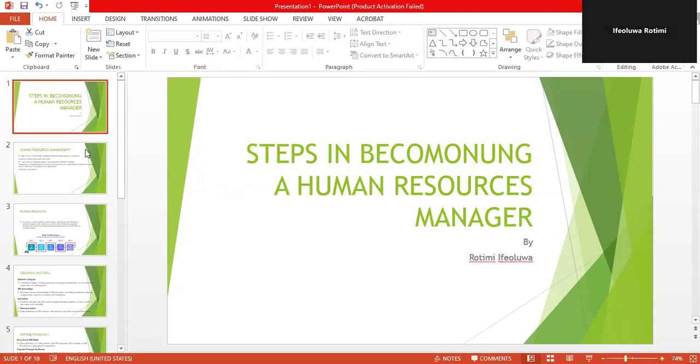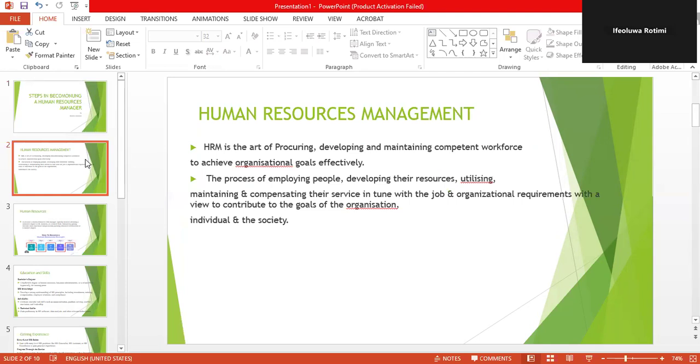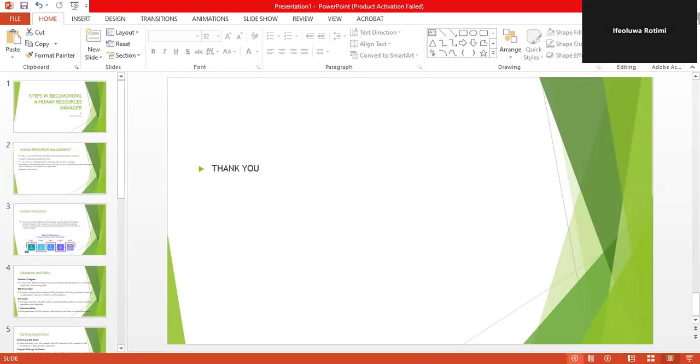So what does it mean when we're talking about human resources? What is human resources management? It is the art of procuring, developing, and maintaining a competent workforce to achieve organization goals effectively. It can be workforce in terms of the field.